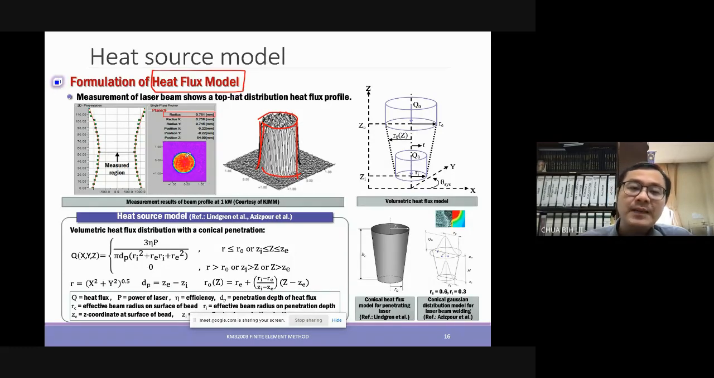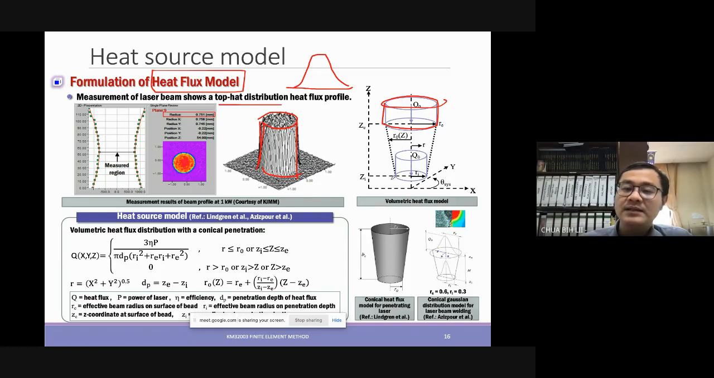Some lasers, depending on the setting of the lenses, may have the characteristic of a Gaussian. So depending on what kind of characteristic, we will model it accordingly, so that we are able to model the whole laser process. So here, since this is a so-called top hat distribution heat flux, you can model it with a top hat model, which is a mathematical model similar to this.